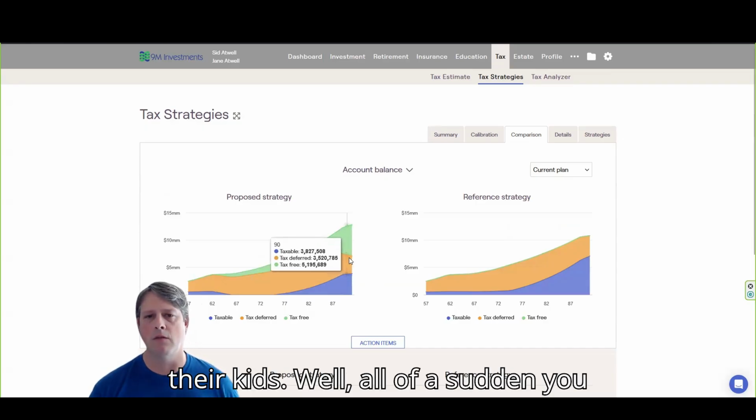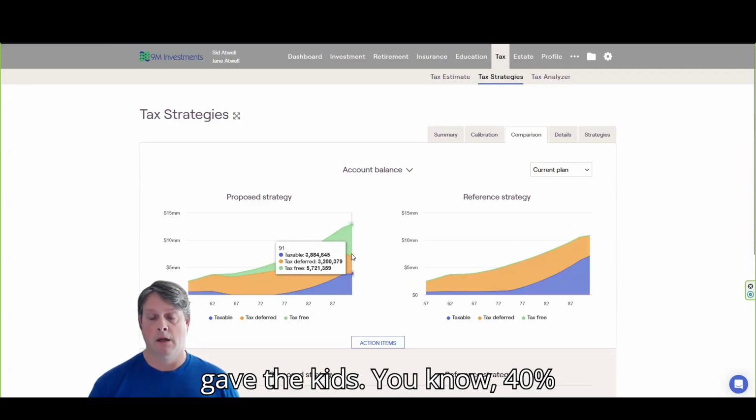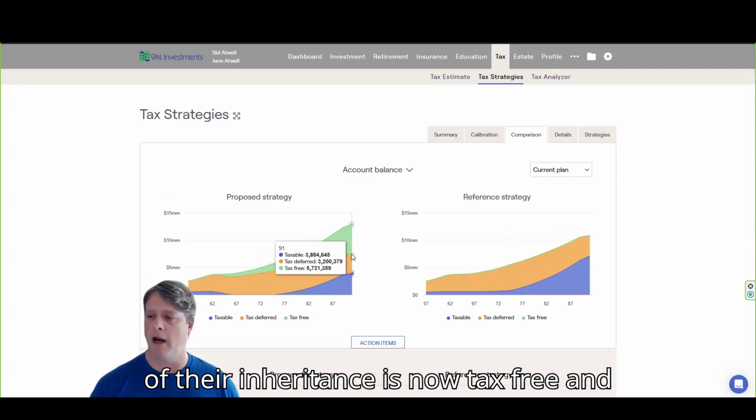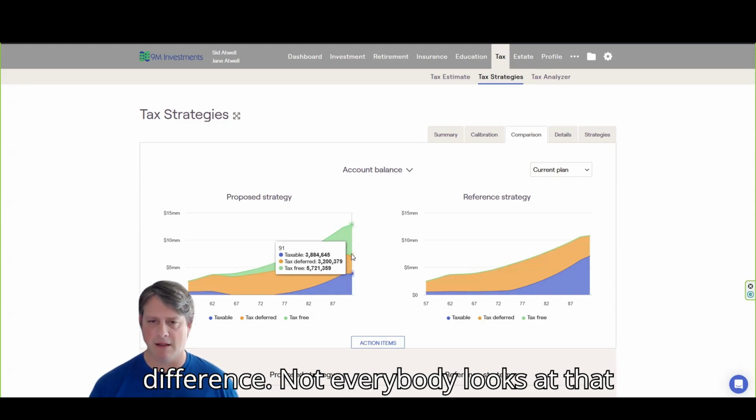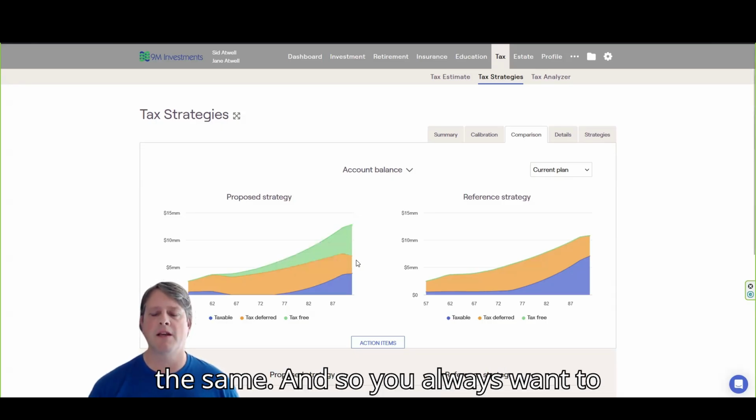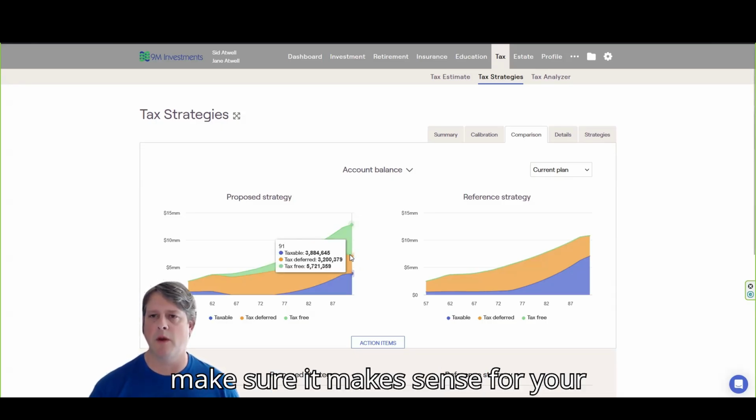Well, all of a sudden, you gave the kids 40% of their inheritance that is now tax free. And for them, that makes a huge, huge difference. Not everybody looks at that the same. And so you always want to make sure it makes sense for your situation.